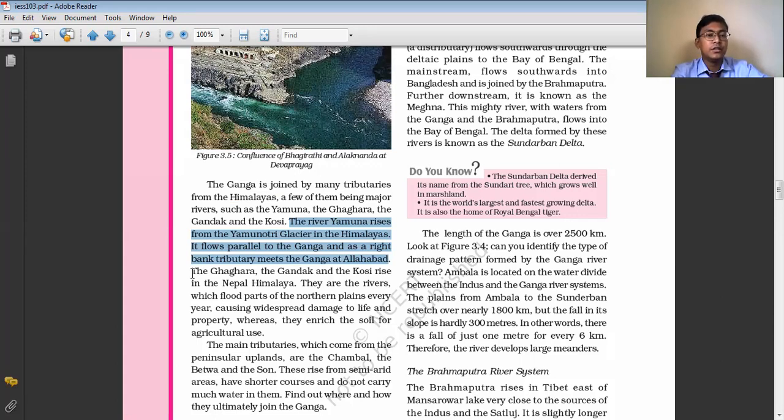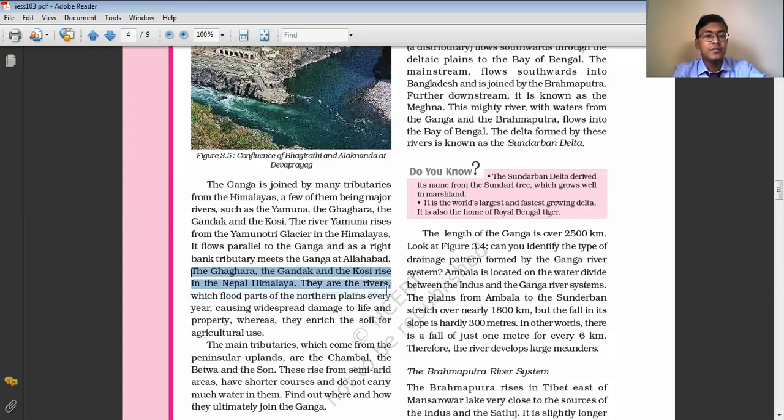Apart from Yamuna, the other important tributaries of river Ganga are the Ghagra, the Gandak, and the Kosi. These are the other three important tributaries of river Ganga, which have their origin in the Himalayas, but they basically do not originate from the Indian territory. Actually, they originate from the territory of Nepal. They have their origin in the Nepal Himalaya. The Ghagra, the Gandak, and the Kosi rise in the Nepal Himalayas.